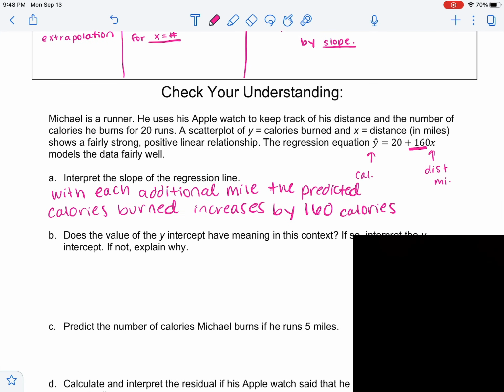All right, moving on. Does the value of the y-intercept have meaning in this context? If so, interpret the y-intercept. So I'm just going to get started and interpret the y-intercept at first, and then we can talk about does it have meaning. So for interpret, when Michael runs 0 miles, the predicted number of calories burned is 20 calories.